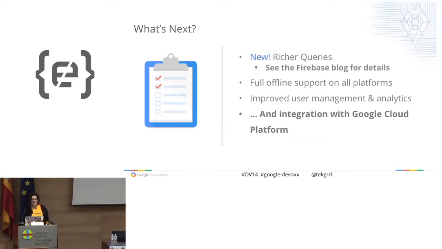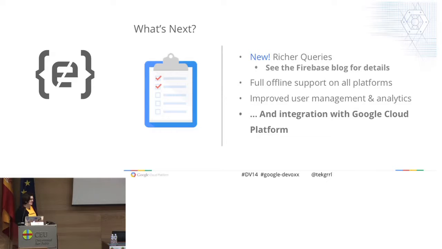It supports queries today. It has a rich query mechanism that allows you to query your JSON objects, your data that's actually stored in JSON, by child or by key value, that kind of thing. So it has very powerful queries already. And there's a good article on the Firebase blog regarding that. The offline support isn't perfect across all of the platforms yet, so they're working on making that better. Also, improving user management.